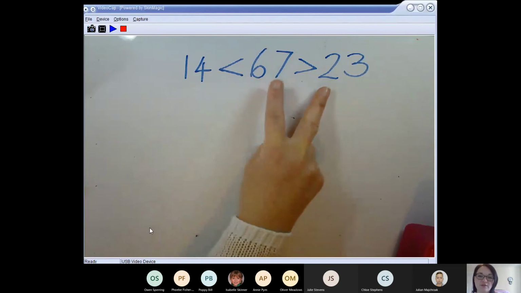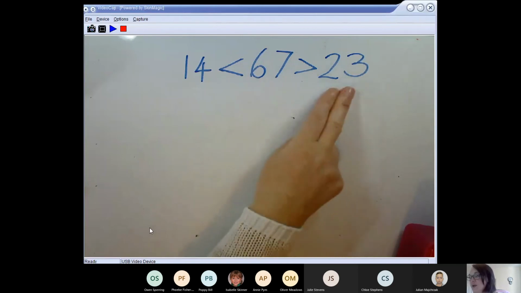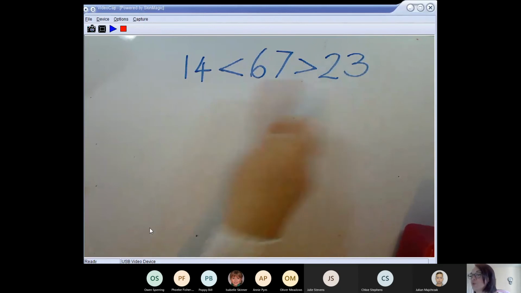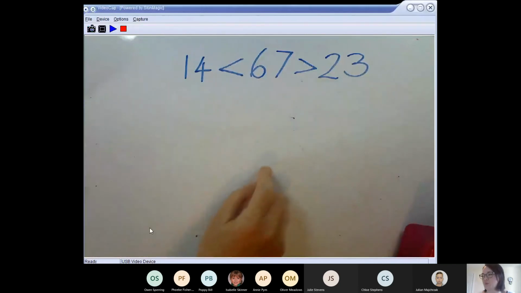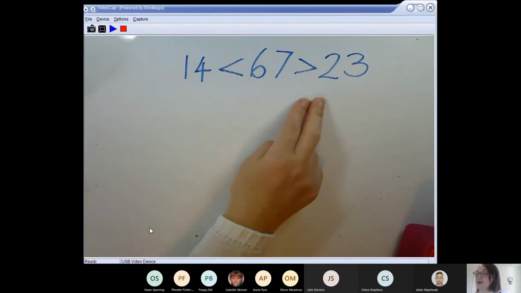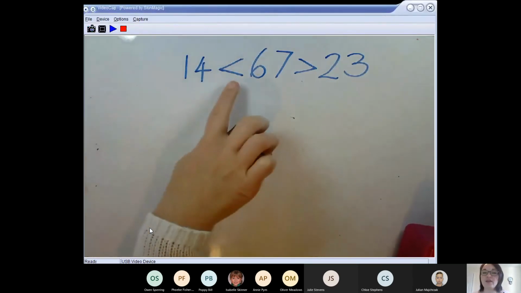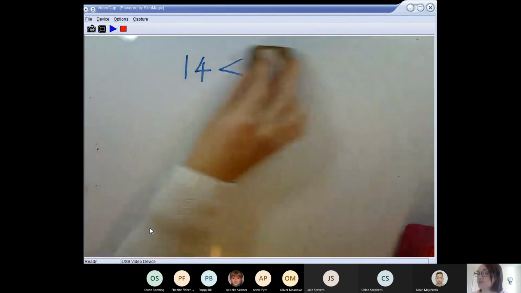And then we can compare these two. 67 is greater than 23. And again, that's absolutely right as well. 14 is less than 67 is greater than 23 is true. It's a bit of an odd way of talking. We wouldn't talk like that normally, but as a mathematical statement, if you said it was correct, you are absolutely right. Well done. We are again going to think about these greater than and less than signs in maths today.